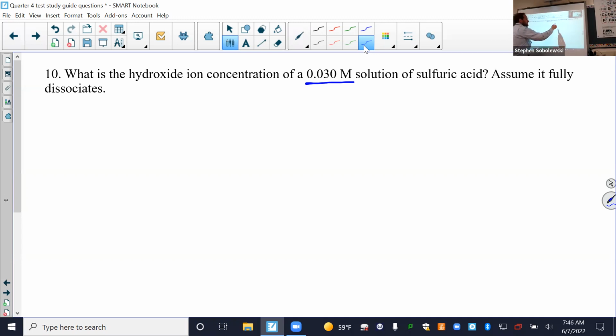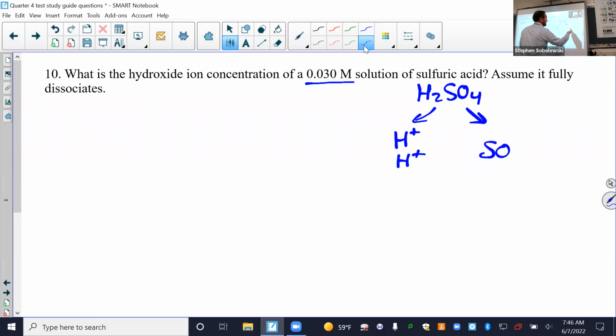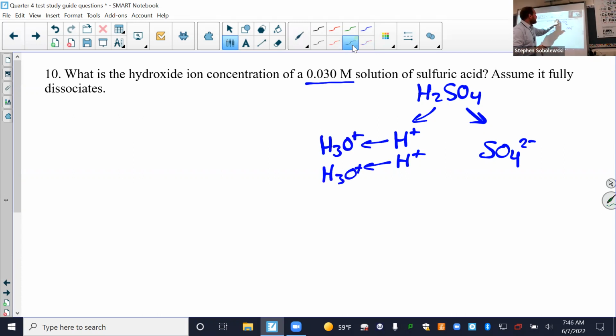So if we're given the molarity of this acid, and we assume it fully dissociates, what do we directly know about this? Well, because sulfuric acid is H2SO4, this is going to produce 2 H pluses and an SO4 2 minus. Now, what do those H pluses, aka protons, do as soon as they hit the water? Well, these immediately bond with water to form H3O plus, or hydronium. So for every 1 sulfuric acid molecule, how many H3O pluses are you getting?